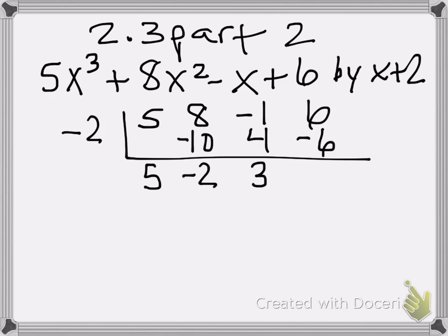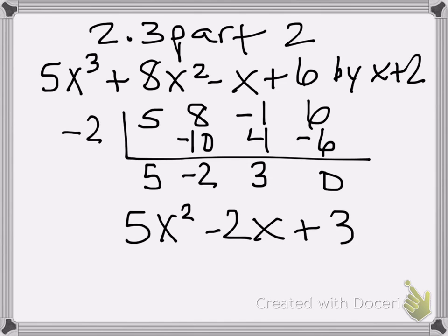That one comes out with no remainder because you have a 0 down here. And when that ends up a 0, that just means that it went in even and that you have no remainder. So look at your highest power when you get ready to write your answer. Our dividend started with x cubed, so we're going to start with 1 power less. So that's 5x squared minus 2x plus 3. And that is my answer.